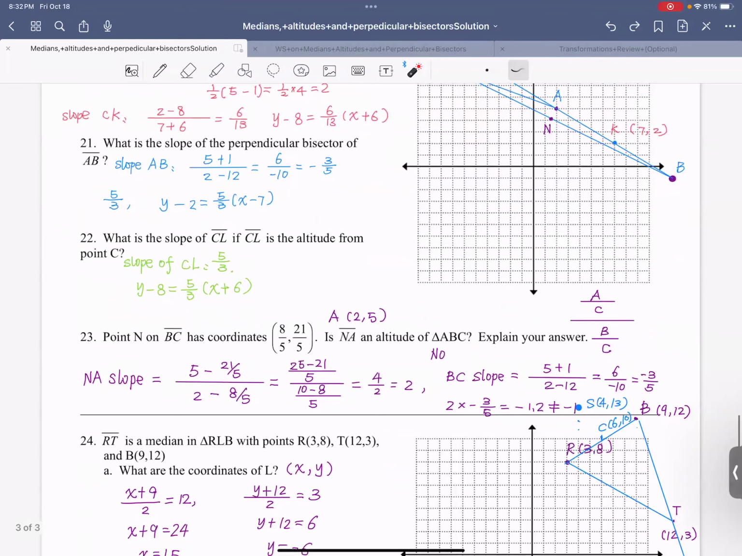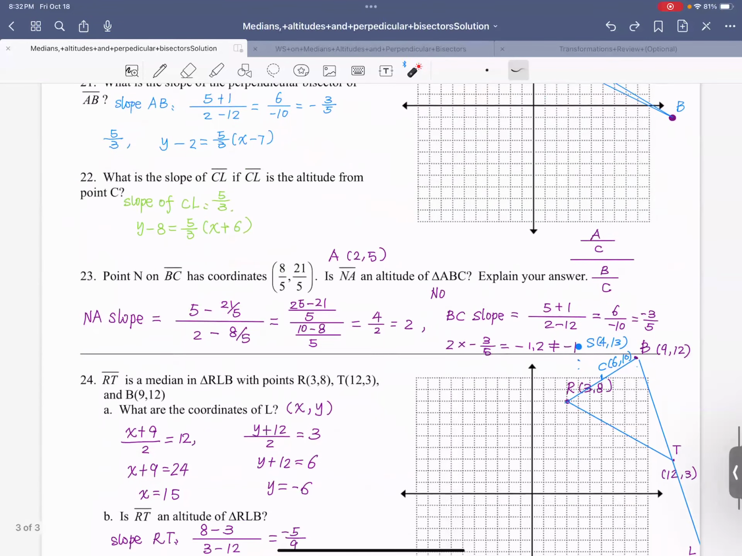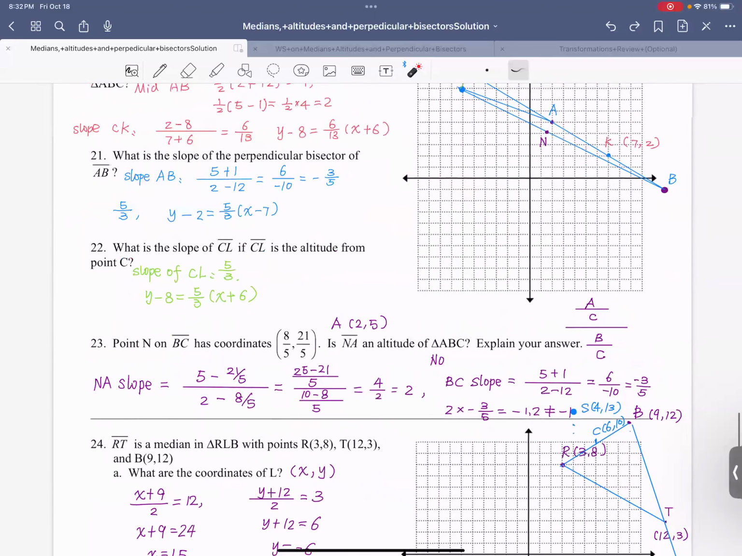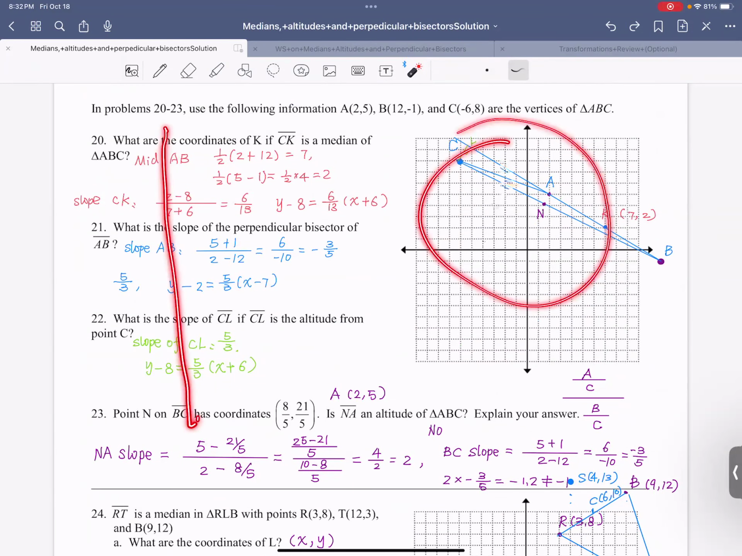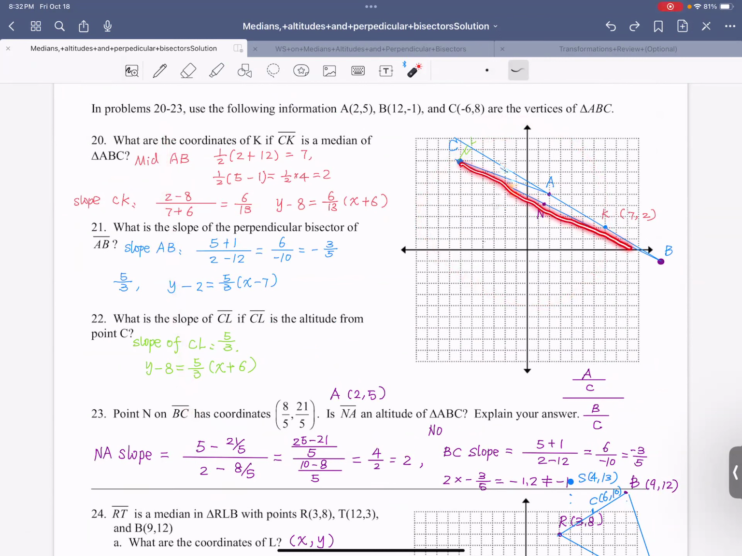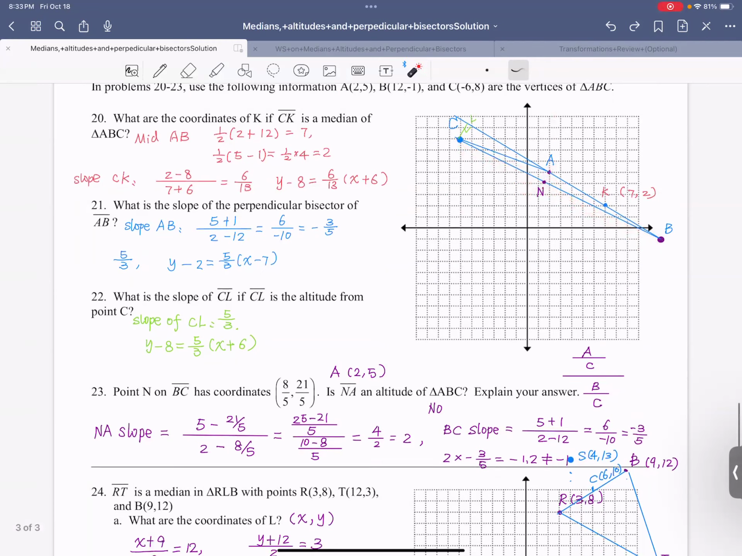Next one. Let's do this. You have point N. N is on BC. So 20 to 23 are all using the same picture. N is on BC, and N has these coordinates. They ask you whether NA is the altitude of ABC. So you want to calculate your BC slope, calculate your AN slope, and check whether the slope product is equal to -1.